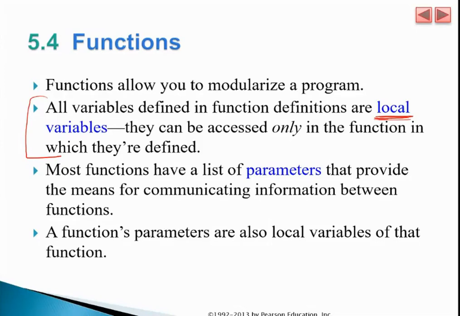Whenever you use that variable inside the scope of the function where it is defined, then only it will make any sense. So this is one thing that we will see, local variables. Now most functions have a list of parameters that provide the means for communicating information between functions. The list is called parameters or the arguments. The function parameters are also local variables of that function. This we will see in a minute.